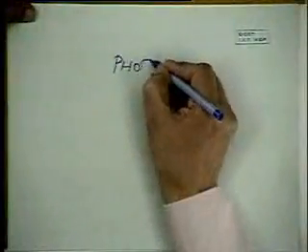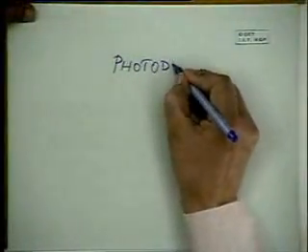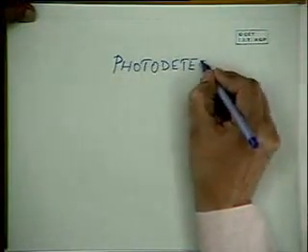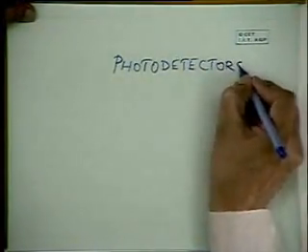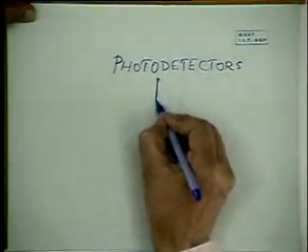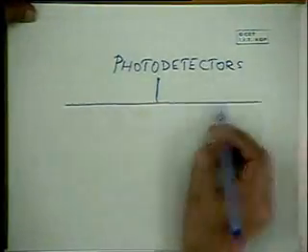Today's lecture will discuss the fundamentals of photodetectors as applied for devices such as fiber communication, for night vision, for remote sensing, etc. Now, photodetectors can be classified broadly into two categories, depending upon their basic principle of operation.